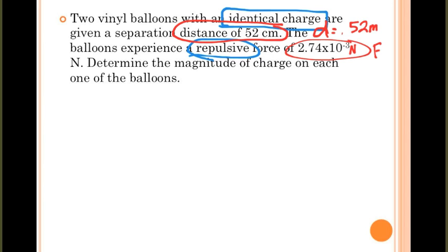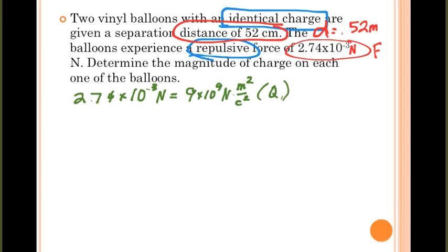Okay, so I'm going to start with my force. So 2.74 times 10 to the negative 3 newtons equals, I cannot forget my K value, so that is 9 times 10 to the ninth newton meters squared per coulomb squared times Q1 that I don't know times Q2 that I don't know over my distance squared, which is 0.52 meters squared.